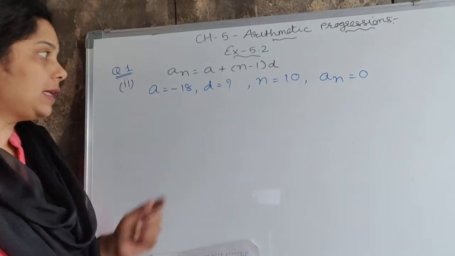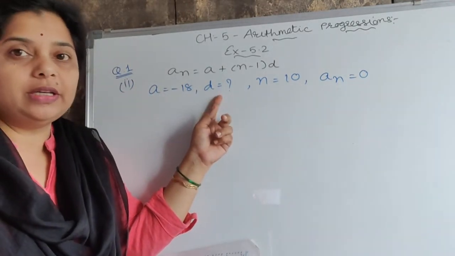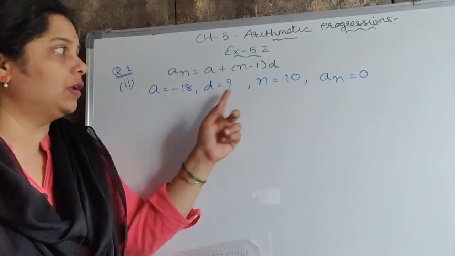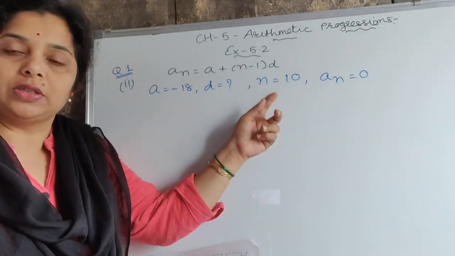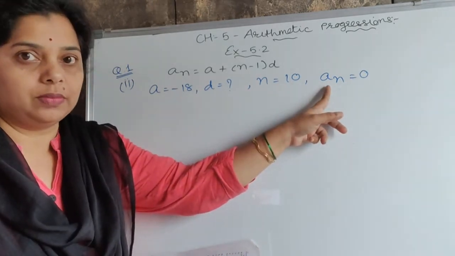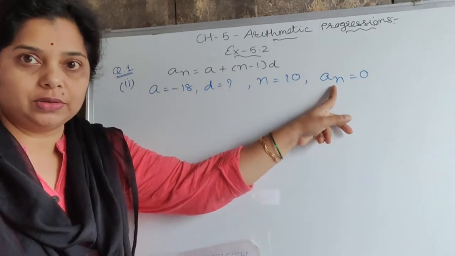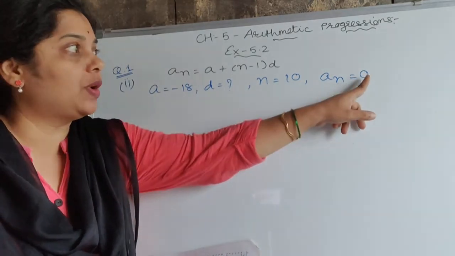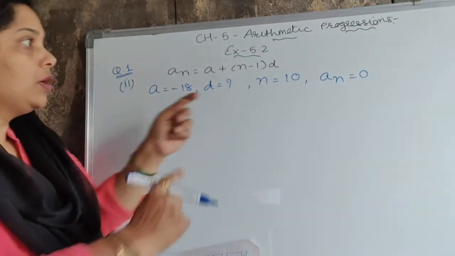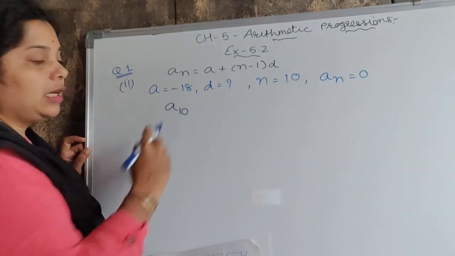Now the second one. In the second one, the value of a is given, and we have to find d. Here d, the common difference, is not given. The number of terms is given, n is equal to 10, and the nth term means here it is a10, the 10th term, and its value is given as 0. So it is 10. It means we write here A10.